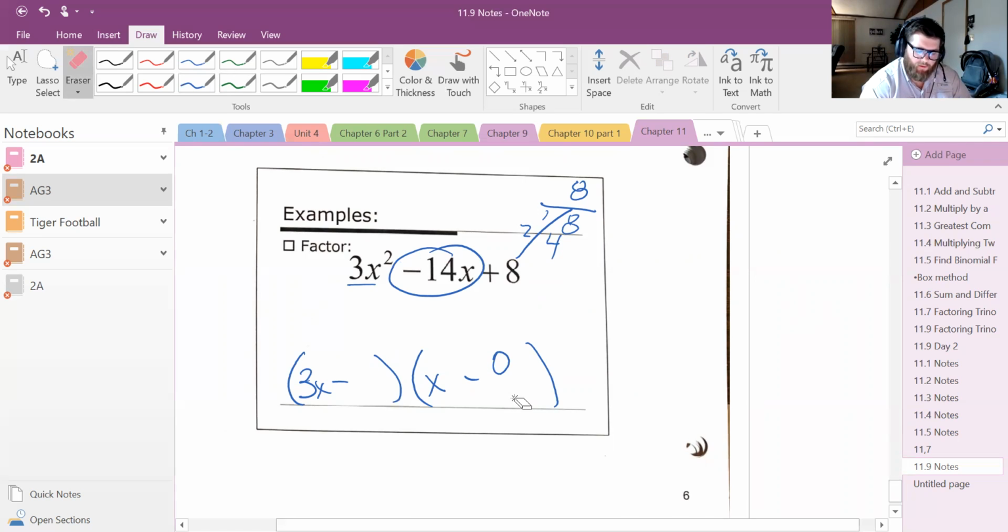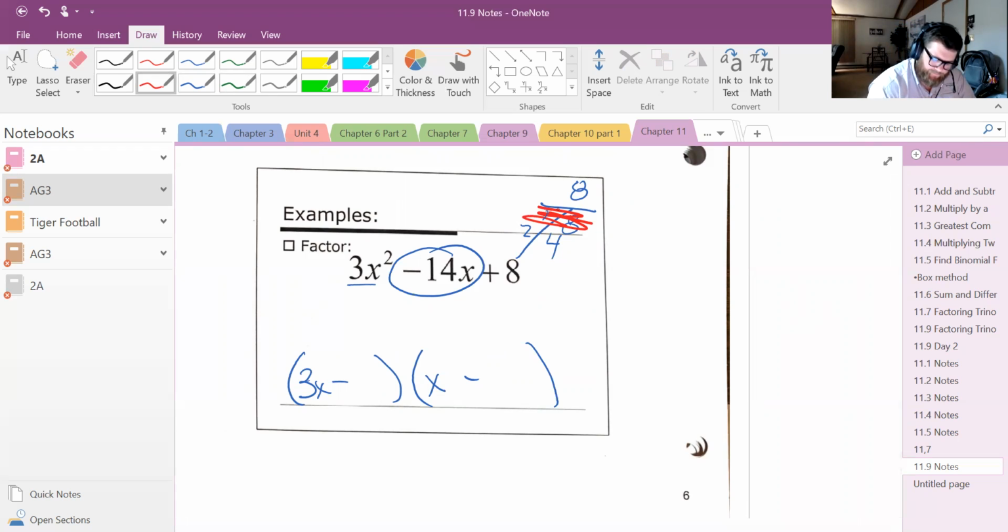What if we put 1 on this side and 8 on this side? Well, we have 3x times 1, which is 3x, negative 3x. And then minus another 8x is going to give me negative 11x, which doesn't happen. Won't work.